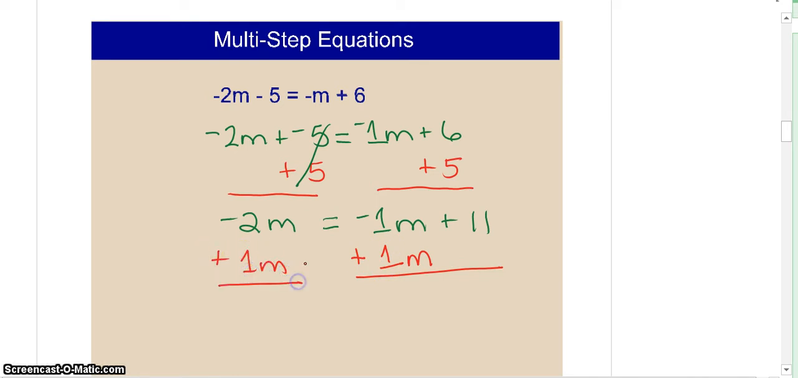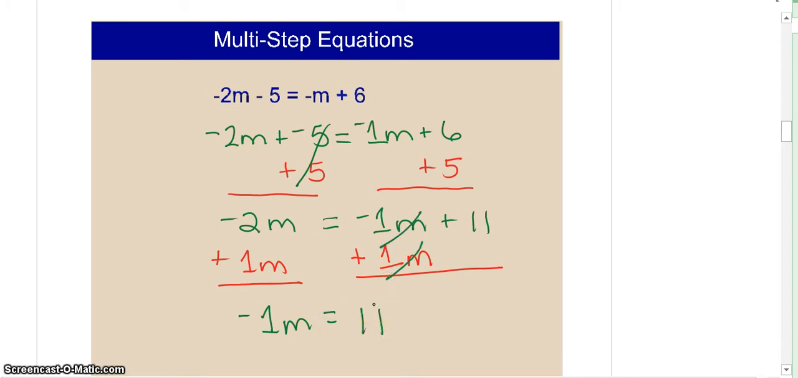You can also think about this process as moving your variables to the left and moving your constants to the right. That's often how I think about it. Now, when we add negative 2m plus 1m, we're going to get negative 1m, or negative m. You can write it either way on our left. And on our right side, those m's are gone and we're left with 11.